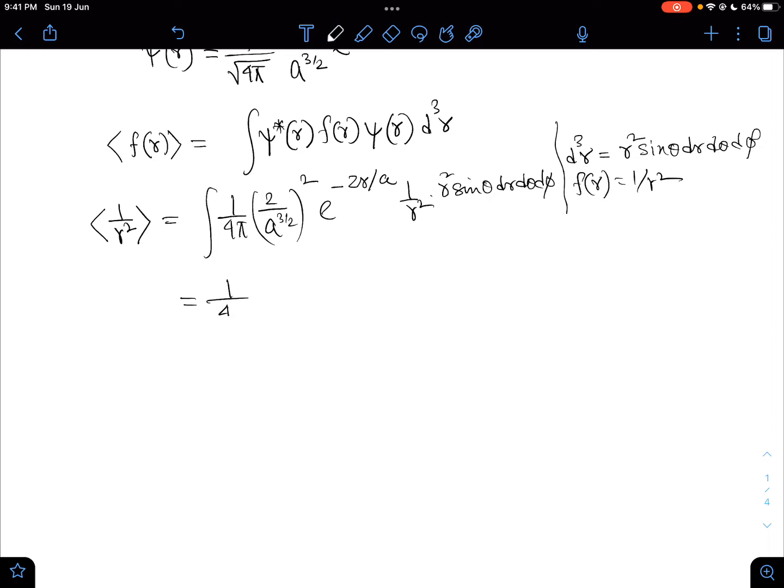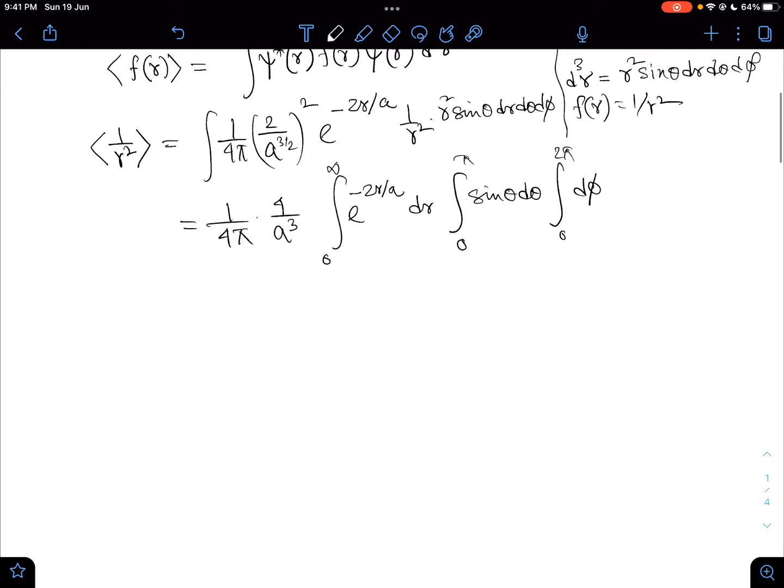So we can take the constants out: 1 by 4 pi into 4 by a cubed, and here you will have the r limit from 0 to infinity of e to the power minus 2r by a dr, the theta limit from 0 to pi of sine theta d theta, and the phi limit from 0 to 2 pi of d phi. So what will we get?